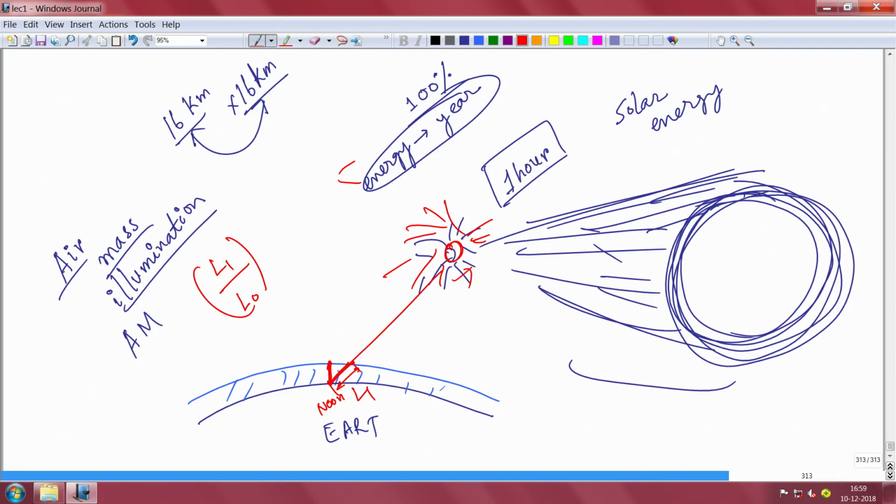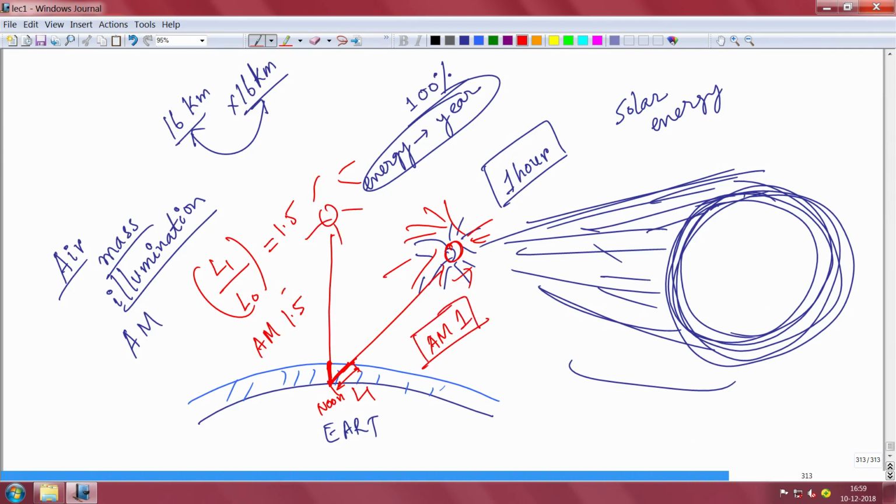For example, if in the evening the path length it is traveling is 1.5 times the path length at noon, then you call this 1.5. So the solar spectra in the evening will be called AM 1.5, air mass illumination 1.5. At noon, because it is 1:1, you will call it air mass 1.